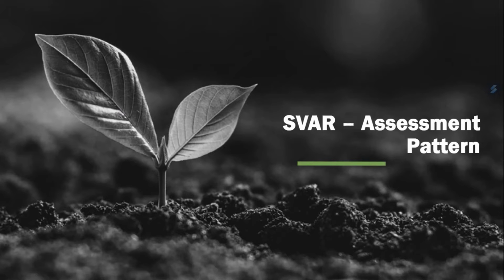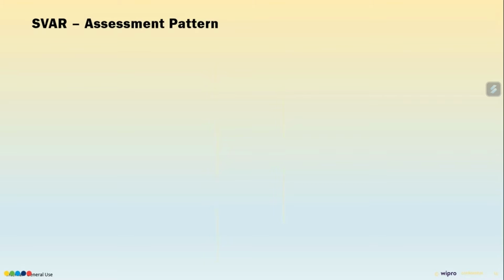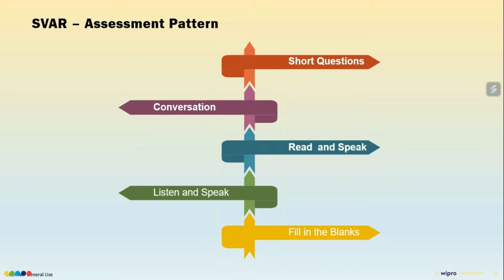Moving on to the next part, this is about the SVAR's assessment pattern. I request everybody to please pay kind attention here, as this is a very important thing for all of you to know. The SVAR assessment contains 7 sections: short questions, conversation, read and speak, listen and speak, fill in the blanks, correct the sentence, and free speech.